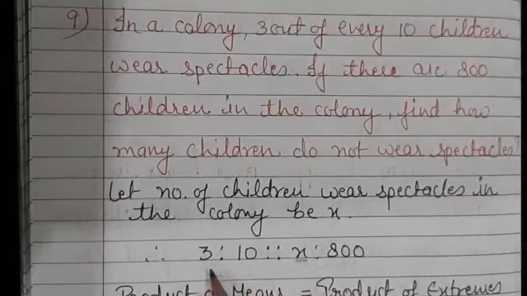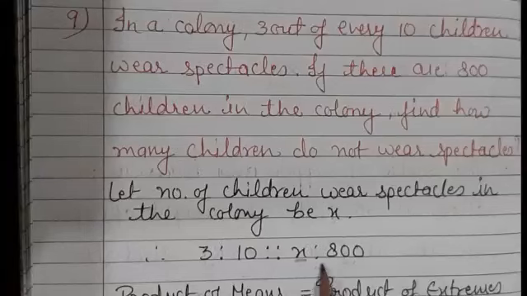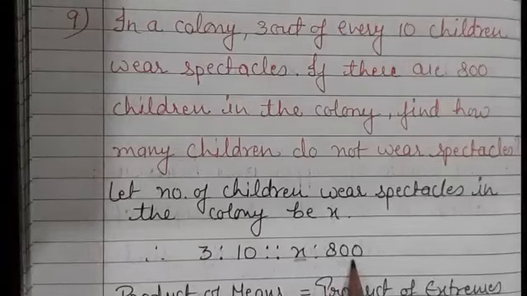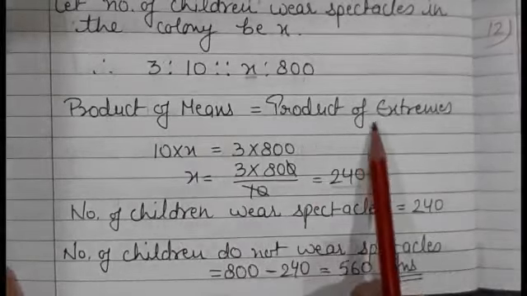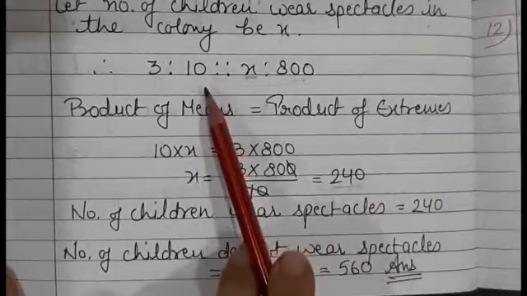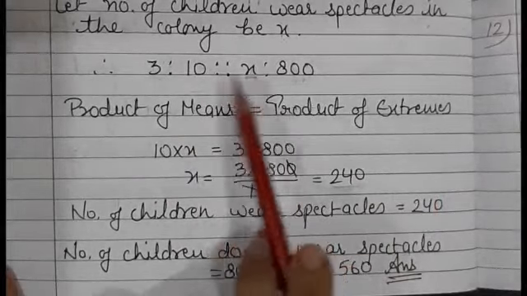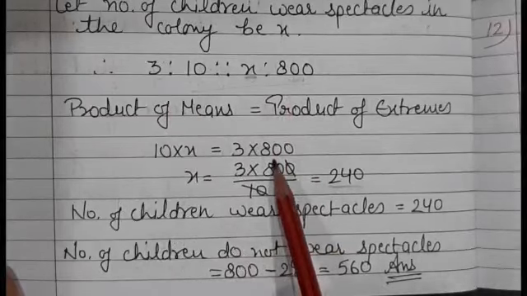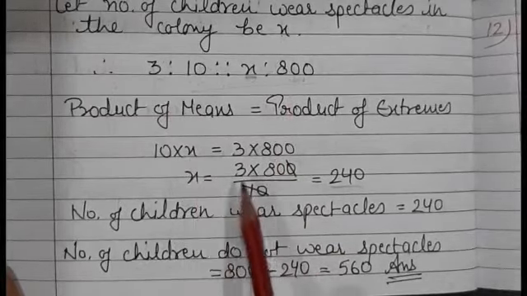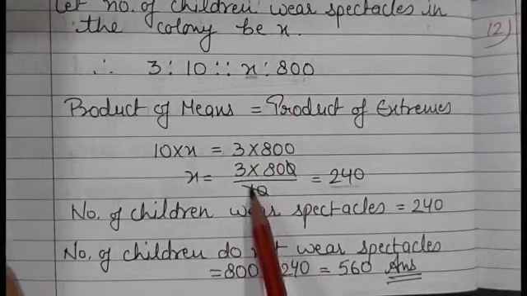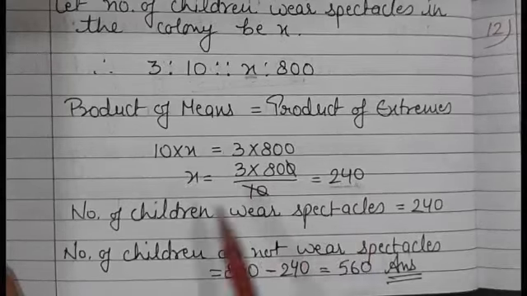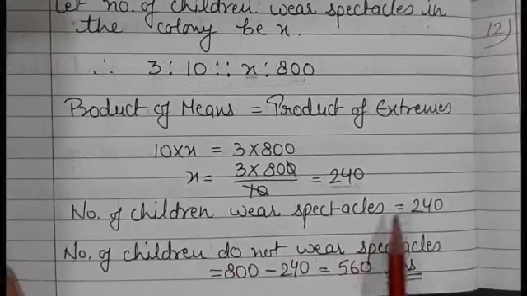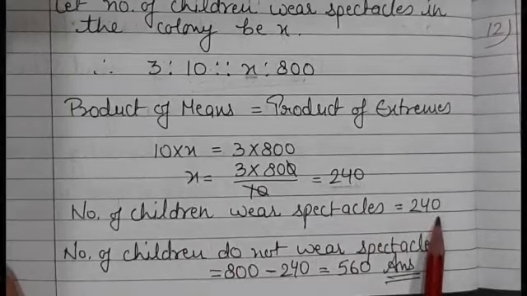So the equation becomes 3 is to 10 as x is to 800. Is it clear? Now using the formula, product of means is equal to product of extremes. 10 into x is equal to 3 into 800. Clear? Find the value of x: 3 into 800 by 10. When we simplify, 80 into 3 will be 240. So the number of children who wear spectacles is 240.